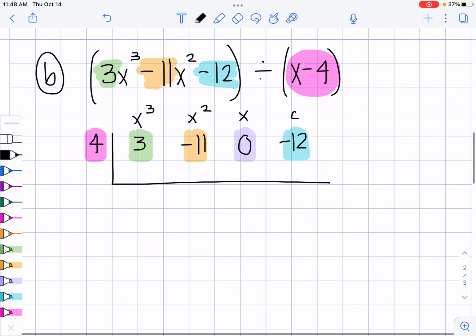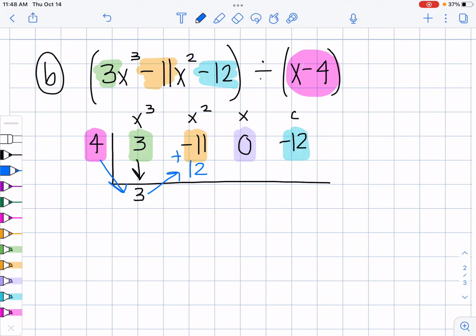I bring down my first number. I multiply 4 times 3, and I write it in the space. So I multiply these, and I write it here. So 4 times 3 is 12. Then I add together. Negative 11 plus 12 is 1. Then I multiply. 4 times 1 is 4.